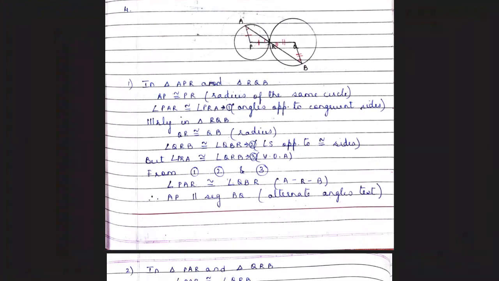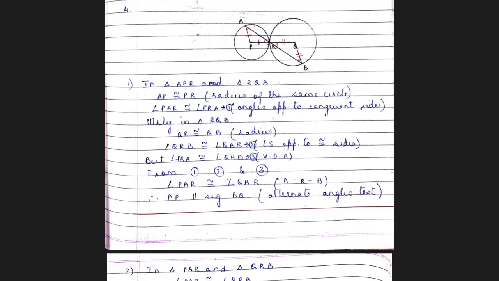Now, in triangle APR and triangle RQB, you have segment AP congruent to segment PR. Reason? They are the radii of the same circle. Angle PAR congruent to angle PRA. What is the reason? They are angles opposite to congruent sides. Since PA and PR are congruent, the angles opposite to these congruent sides are also congruent. Now, similarly, in triangle RQB, QR is congruent to QB. Again, they are the radii. Angle QRB is congruent to angle QBR. Same reason, angles opposite to congruent sides.